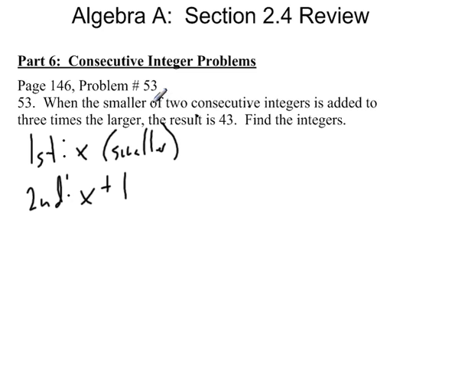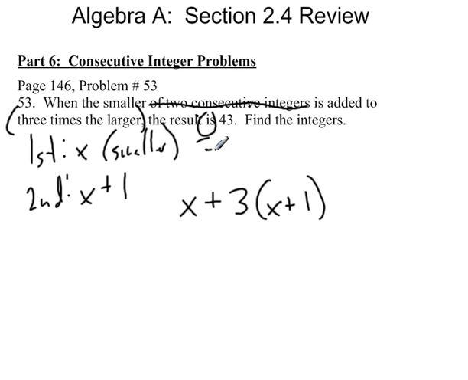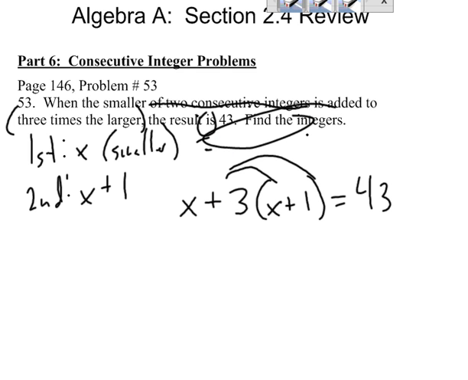When the smaller is added to, so x plus 3 times the larger, 3 times the larger one is x plus 1. The result is, there's my equal sign, 43. You're going to need to distribute out the 3 to both the x and the 1, combine like terms, and solve that equation for x. Don't forget to answer both the first and second numbers. You'll need both numbers to answer that correctly.